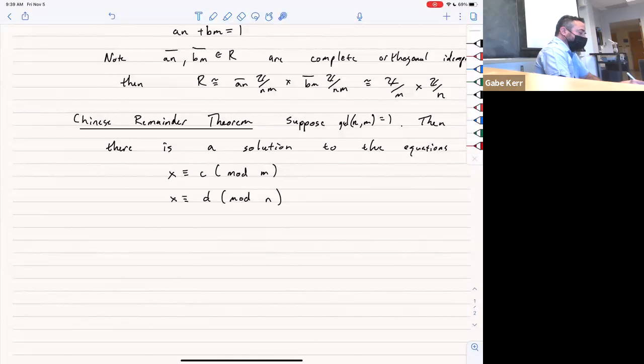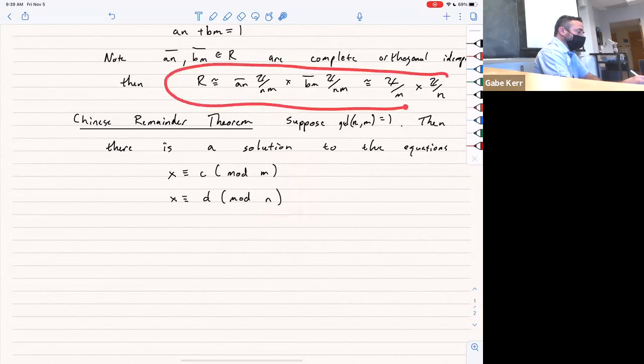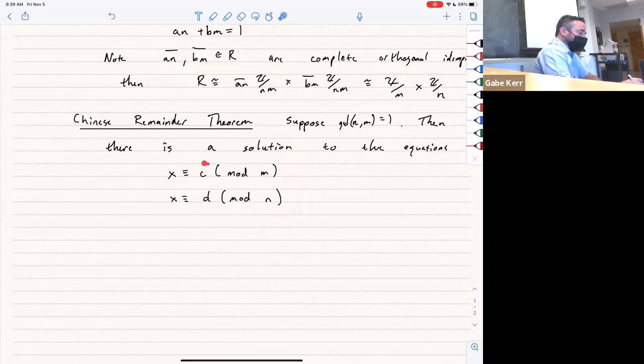So how do you prove the Chinese remainder theorem from this observation here? Well, if I pick my C and my D, I can make a single element in here. What the theorem is saying is that there's actually an integer, which is unique mod N times M, that will be sent to precisely this pair when you reduce mod N. That's the proof.